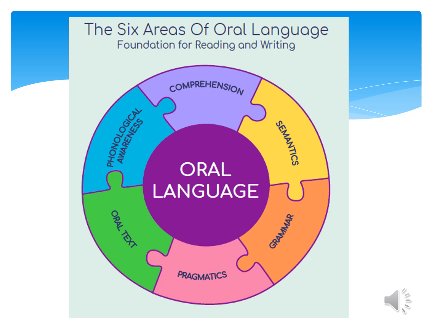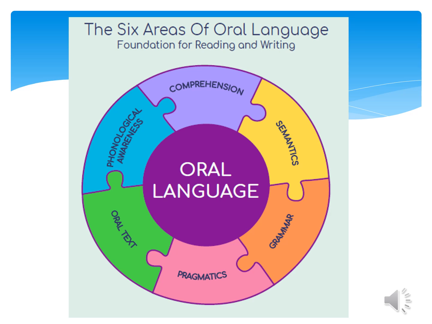When we talk about oral language, we are looking at 6 different areas or skills that all come together to help us be competent oral language users. The 6 areas of oral language are comprehension, the understanding of language; semantics, words and their meanings; grammar, which includes the word structure and the way we organise words into sentences; pragmatics, our social use of language; oral text or narrative, the telling and retelling of a series of events; and phonological awareness, our knowledge of the sound structure of language.